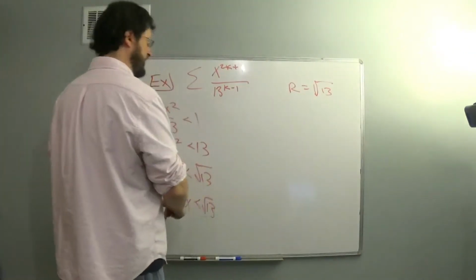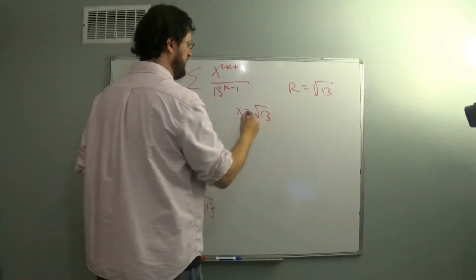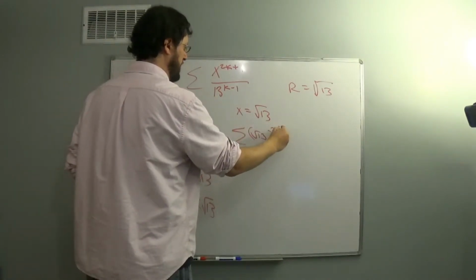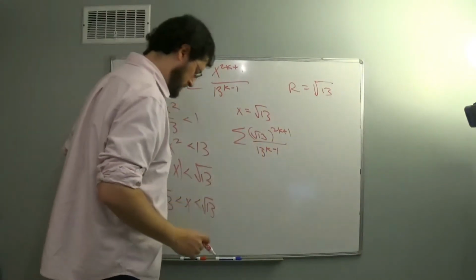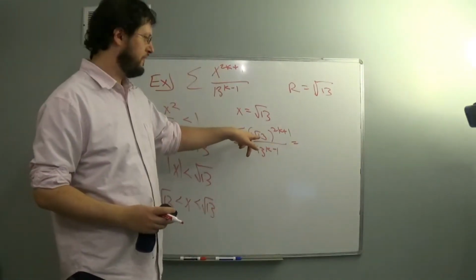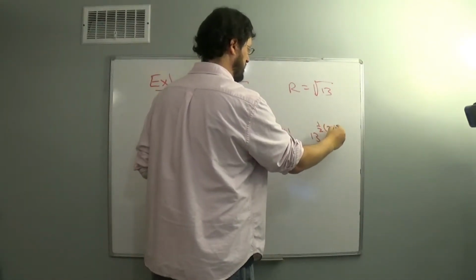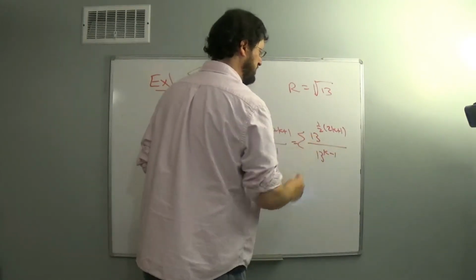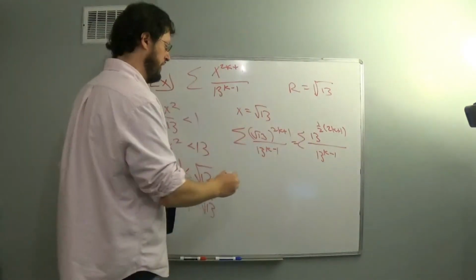Okay, now we do need to check our endpoints. If x is equal to the square root of 13, let's look at the right one first. Then this becomes the square root of 13 to the 2k plus 1 over 13 to the k minus 1. Well, that's 13 to the 1/2 to the 2k plus 1, over 13 to the k minus 1. Which means that we're subtracting 13 to something over 13 to something else.